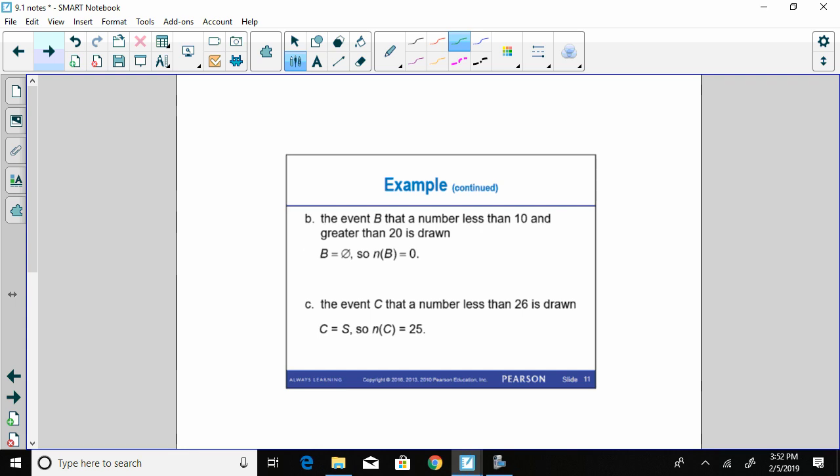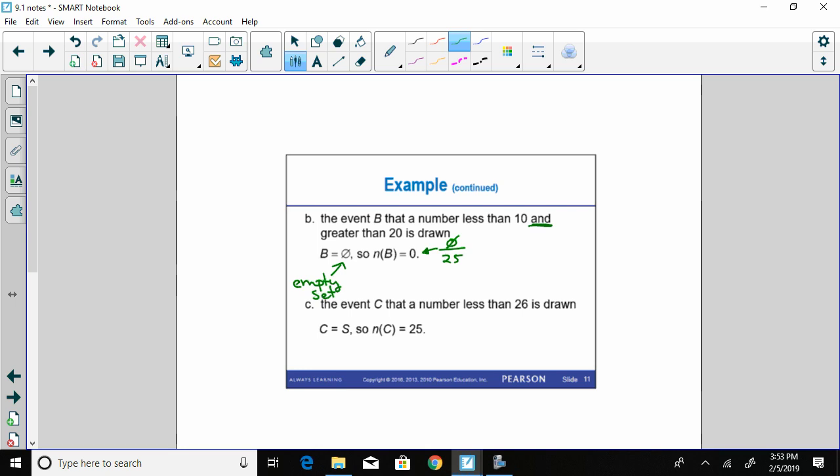What's the probability of a number less than 10 and greater than 20? Okay, so what's the probability of having a number less than 10 and greater than 20? That is not possible, right? So this is a null or empty set because it cannot be both less than 10 and greater than 20 at the same time. So the answer is going to be an empty set over 25, which is the same as 0.